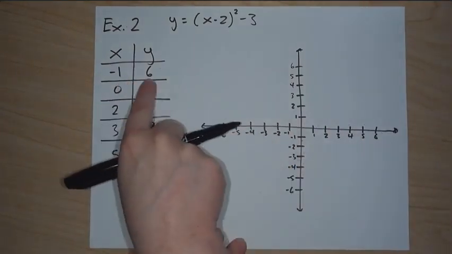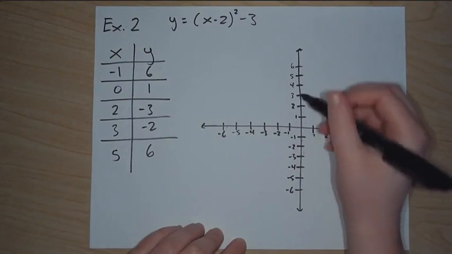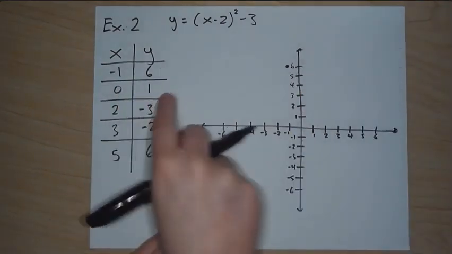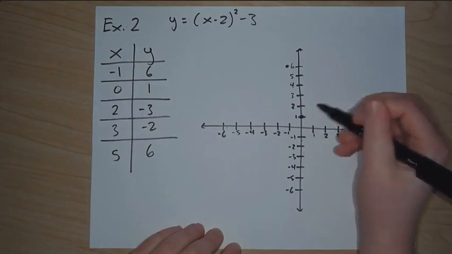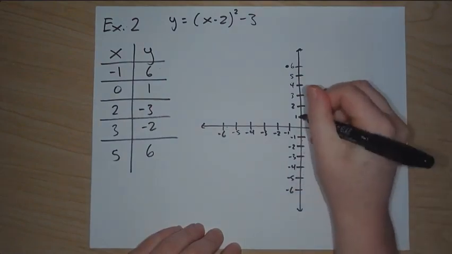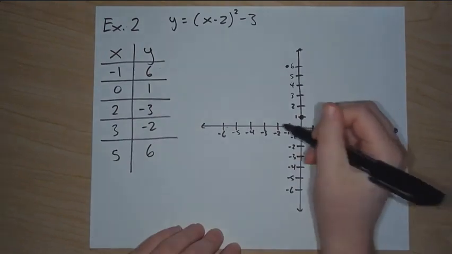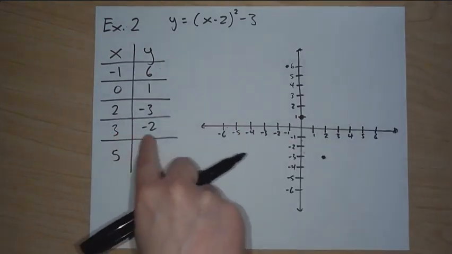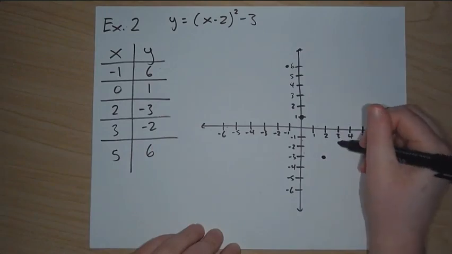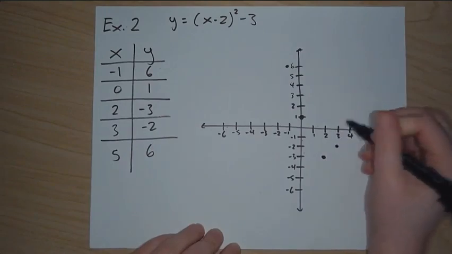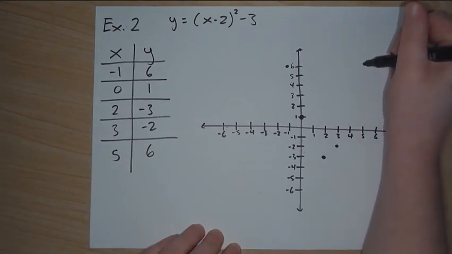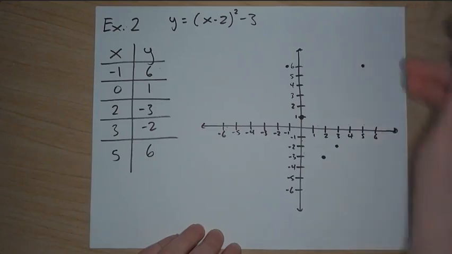So we have the point -1 and 6, so -1 up 6 is that point right there. 0, 1 is this point right here. 2, -3 is this point right here. 3, -2 is this point right here. 5, 6 is going to be this point up here.